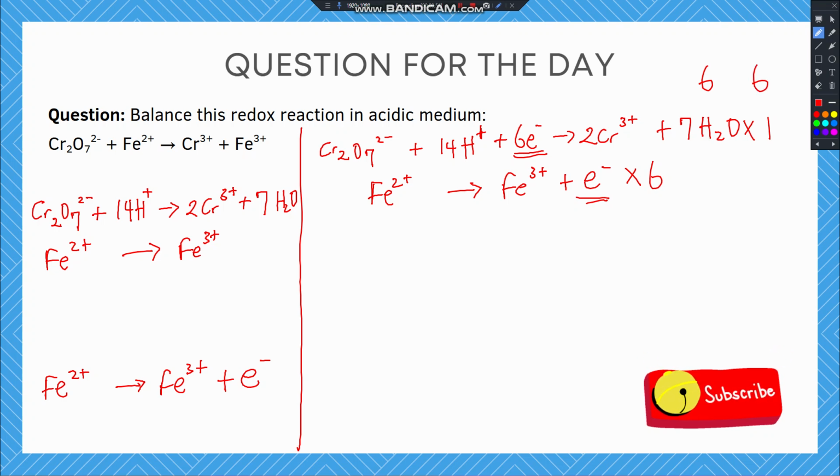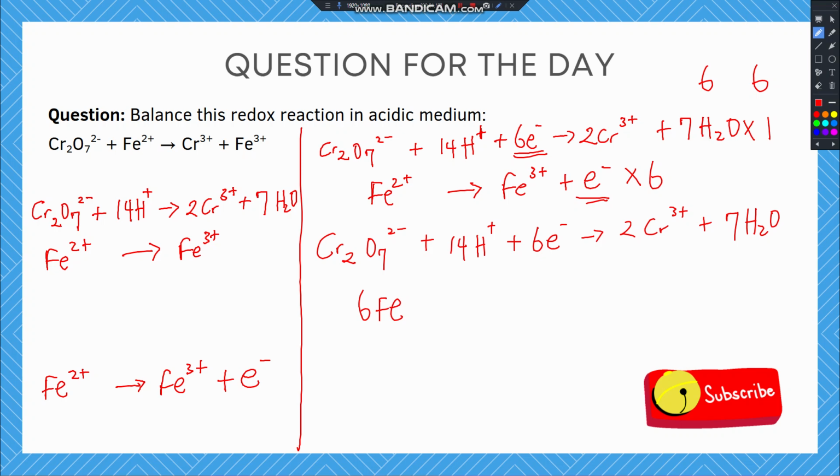So doing that multiplication, the first equation stays basically the same. We have Cr₂O₇²⁻ plus 14 hydrogen ions plus 6 electrons, yielding 2Cr³⁺ plus 7 molecules of water. And then the second equation now becomes 6Fe²⁺, yielding 6Fe³⁺ plus 6 electrons. So now we have the electrons equal in both half reactions.